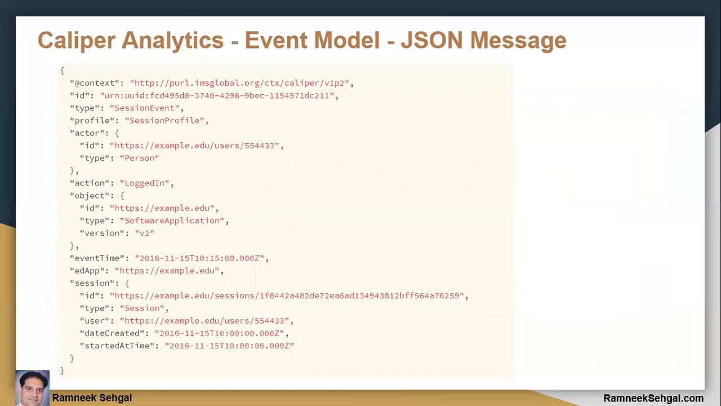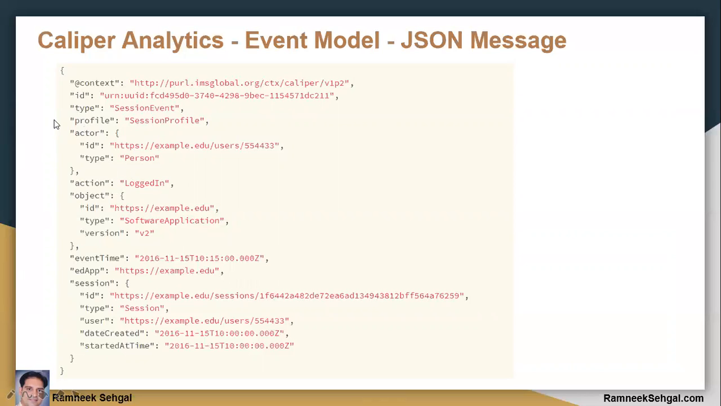Okay, so now let's understand the JSON messaging of the event model. Like I said, there are 3 key components of each Caliper event. One is called the actor, like type person or so on. Then the action, like login, logout, book read, and so on. Then the object, the target. In this particular case, it is a software.